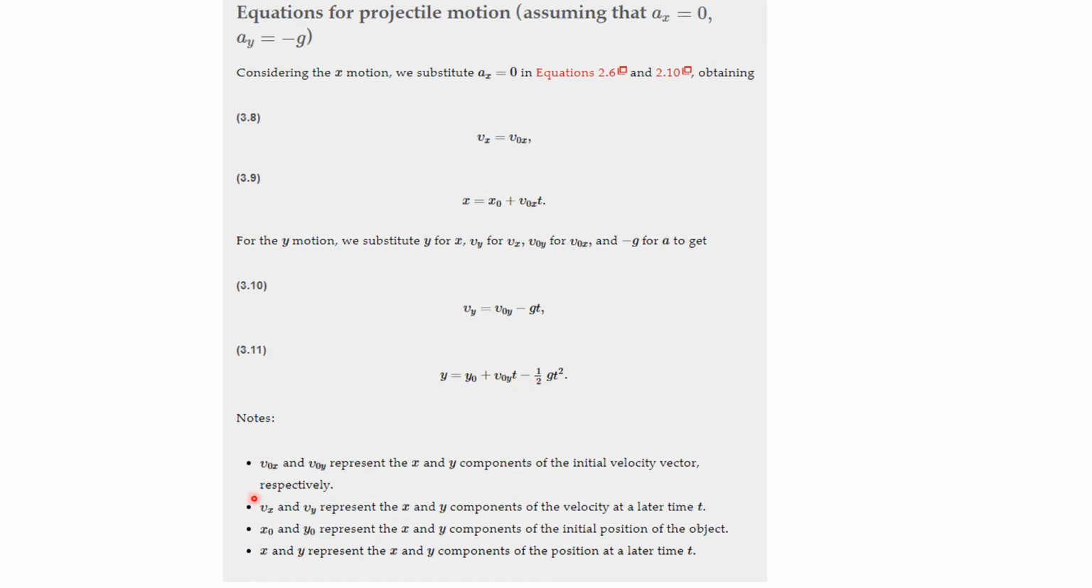Now there are some notes. The initial velocity vector components are v0x and v0y in the x and y directions. Vx and vy represent the x and y components of the velocity at a later time t. x0 and y0 represent the x and y components of the initial position of the object, and x and y represent the xy components of the position at a later time t.